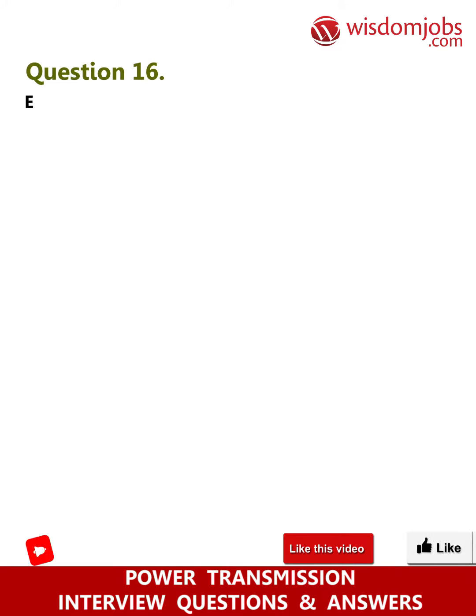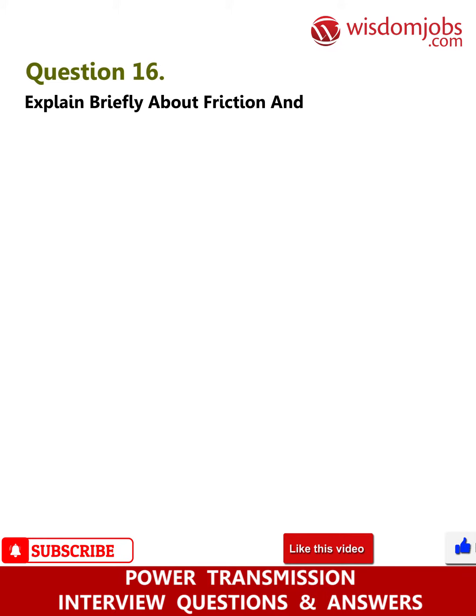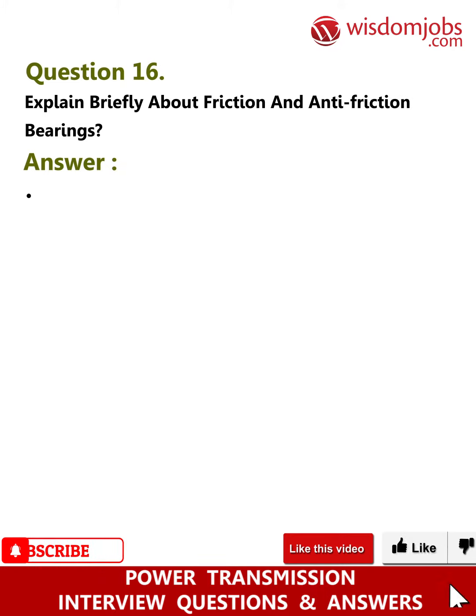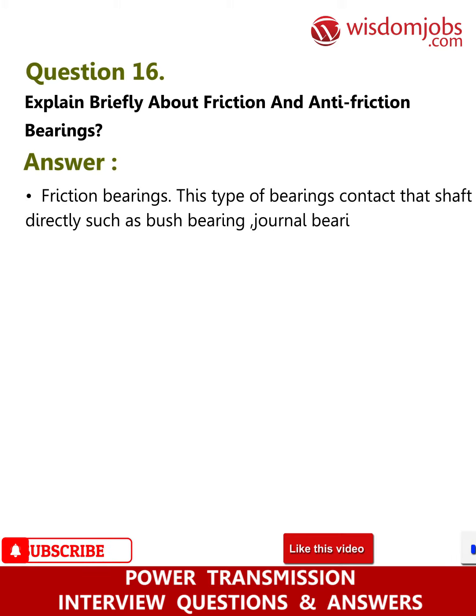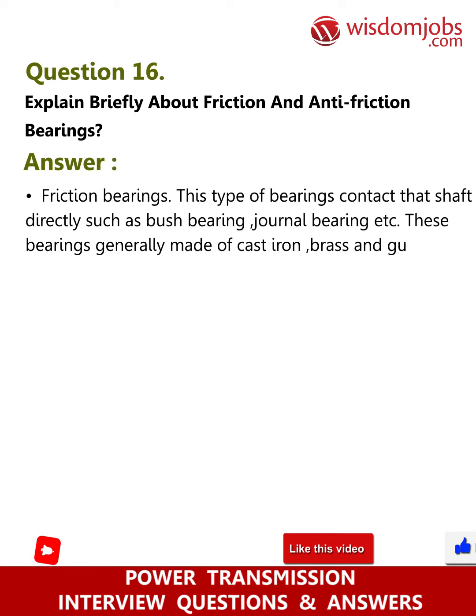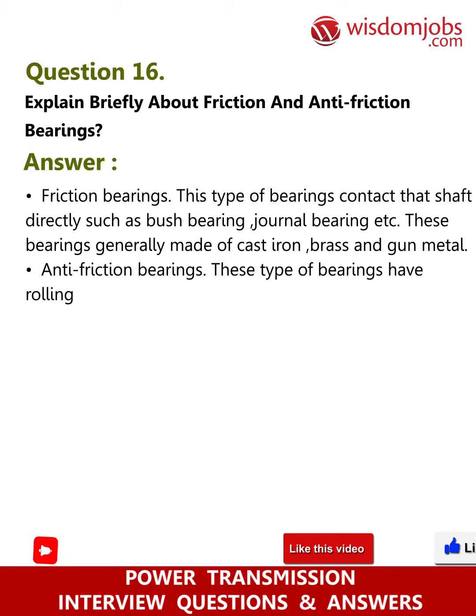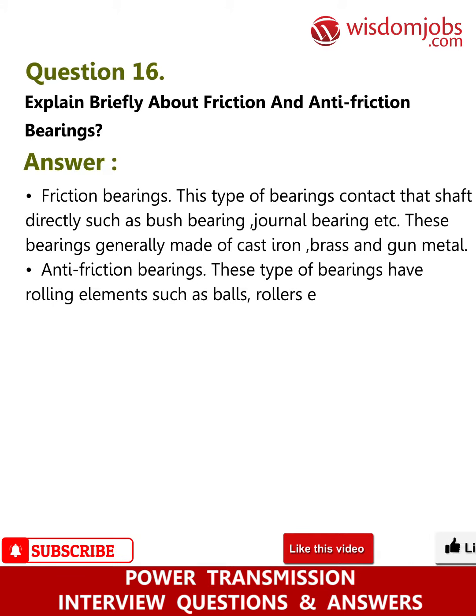Question 16. Explain briefly about friction and anti-friction bearings. Answer. Friction bearings. This type of bearing contacts the shaft directly, such as bush bearing, journal bearing, etc. These bearings are generally made of cast iron, brass and gunmetal. Anti-friction bearings. These types of bearings have rolling elements such as balls, rollers, etc.